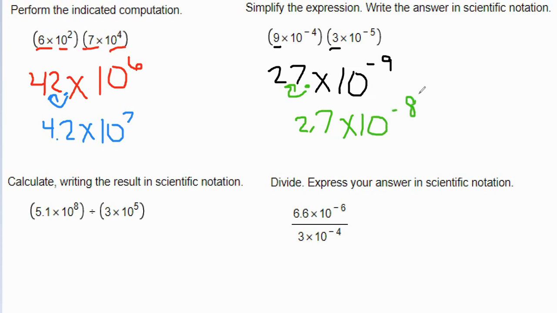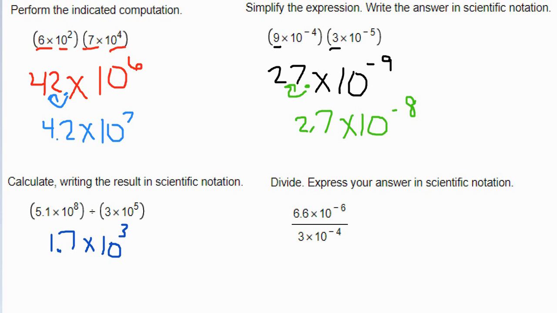Dividing with scientific notation is very similar. Get out your calculator. We're going to have 5.1 divided by 3. I'm getting out my calculator for that. 5.1 divided by 3 is 1.7, and the good news is that means we're not going to have to do anything at the end because this is already in scientific notation. And when we are dividing with exponents, we subtract them. So 8 minus 5 is 3. So our answer is 1.7 times 10 to the third power.